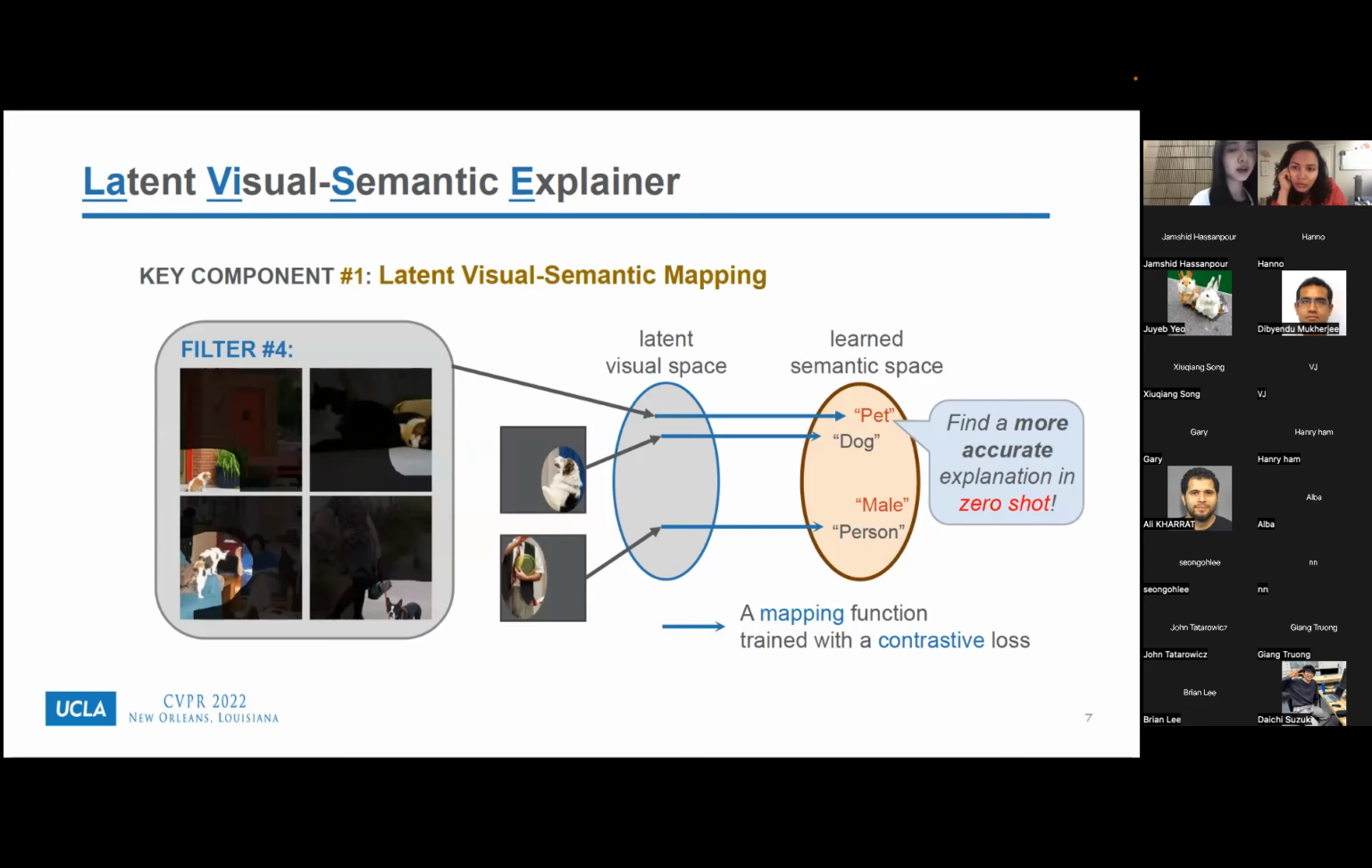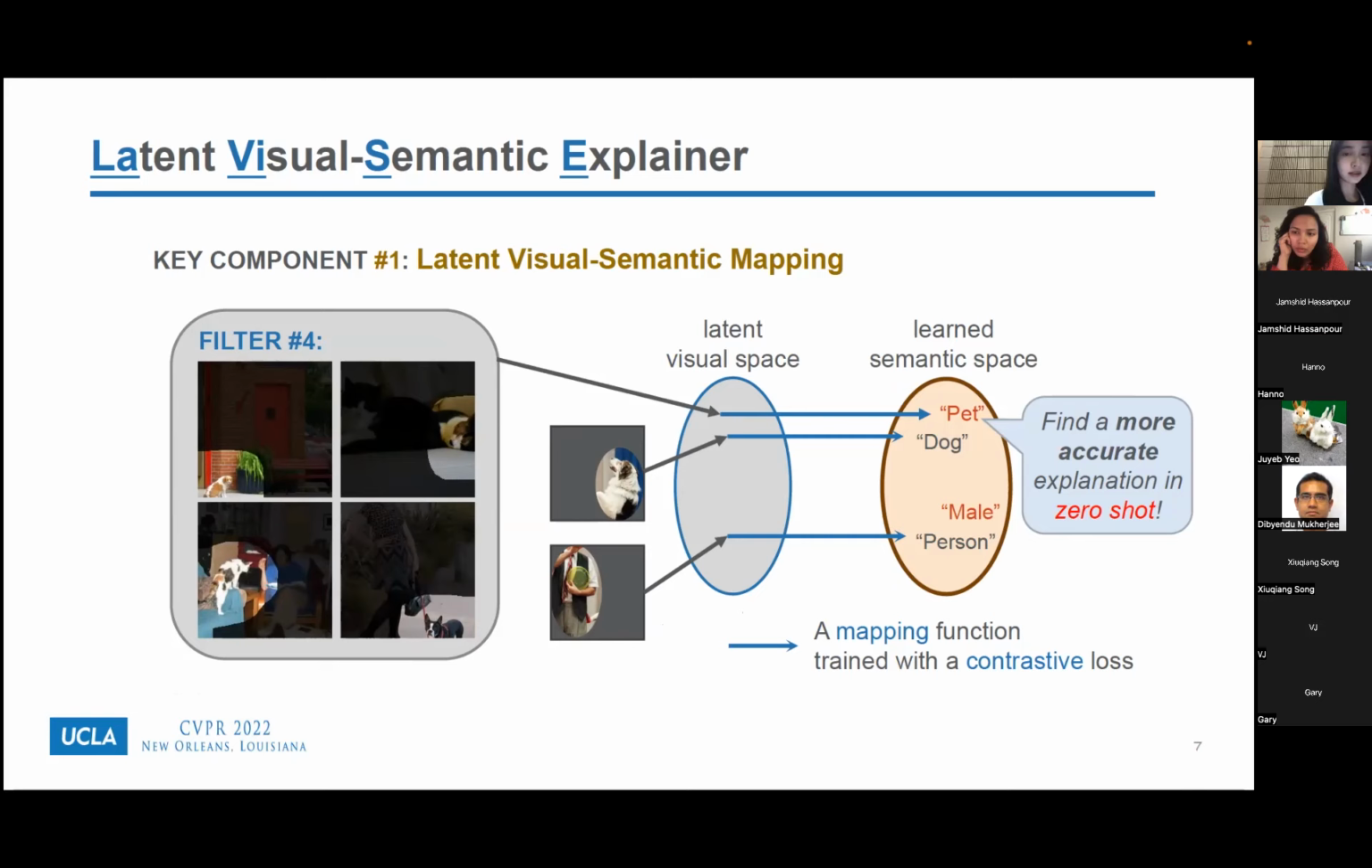We designed two key components for LaVice. The first key component is the latent visual semantic mapping. We learn a mapping function whose source domain is the latent visual feature representation space, and whose target domain is a well-learned semantic space. This mapping function is trained contrastively so that each visual representation is mapped closer to the related semantics and farther from unrelated semantics.